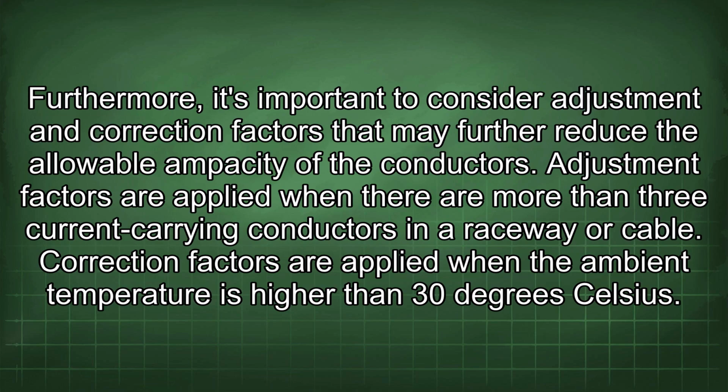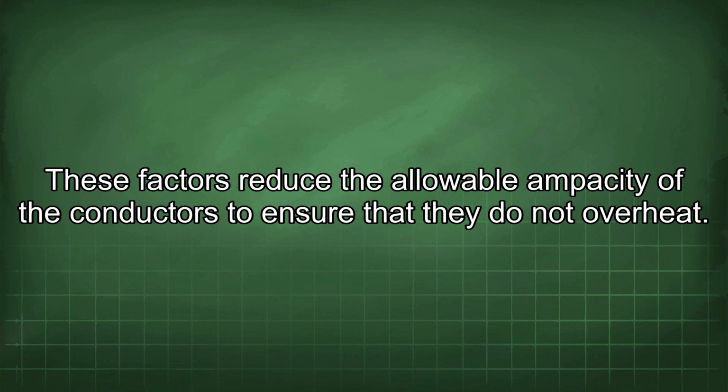Furthermore, it's important to consider adjustment and correction factors that may further reduce the allowable ampacity of the conductors. Adjustment factors are applied when there are more than 3 current-carrying conductors in a raceway or cable. Correction factors are applied when the ambient temperature is higher than 30 degrees Celsius. These factors reduce the allowable ampacity of the conductors to ensure that they do not overheat.